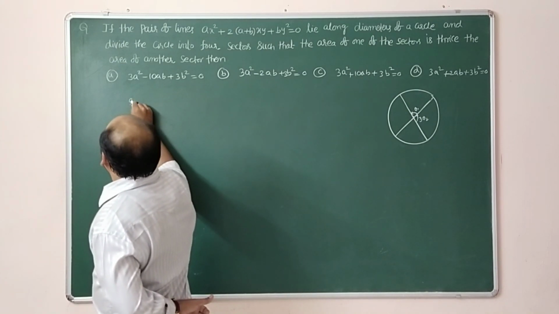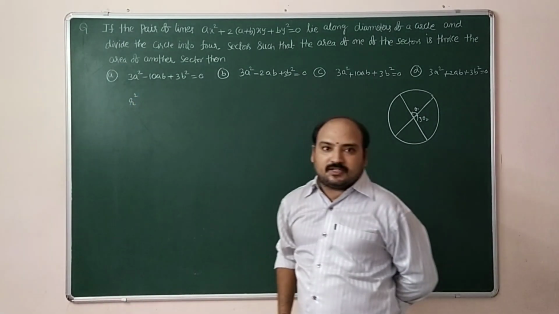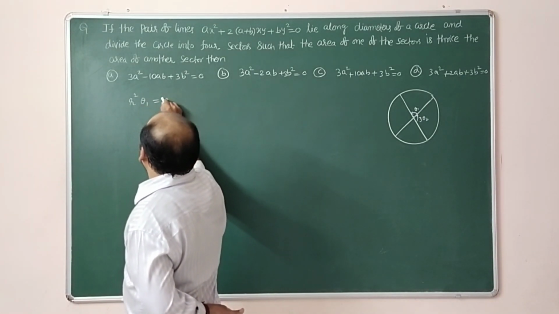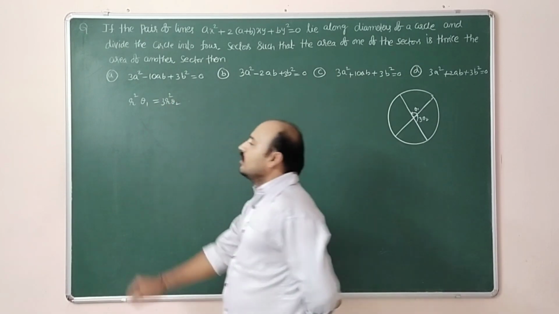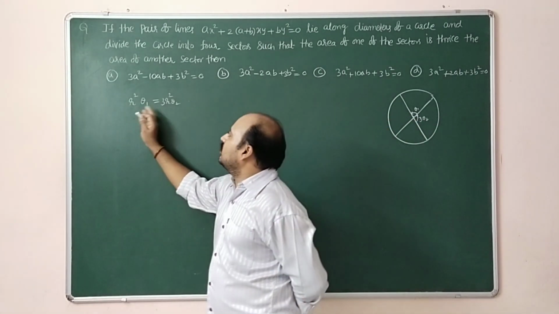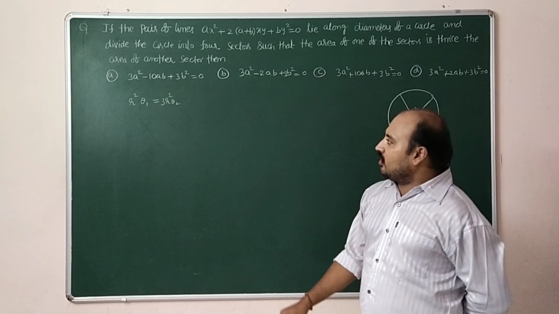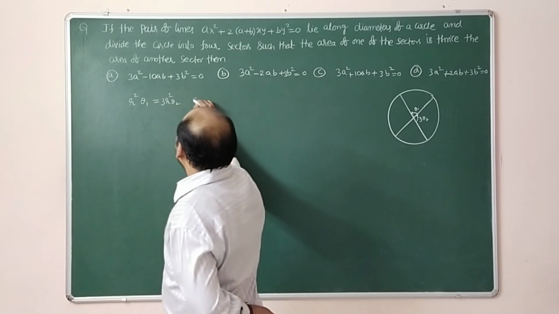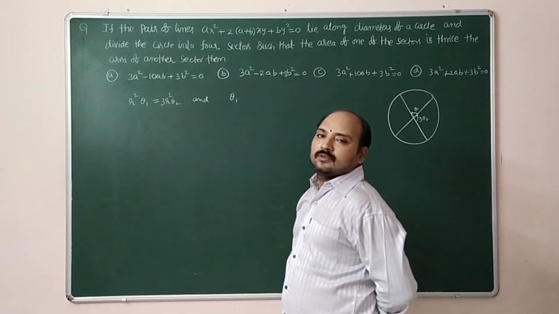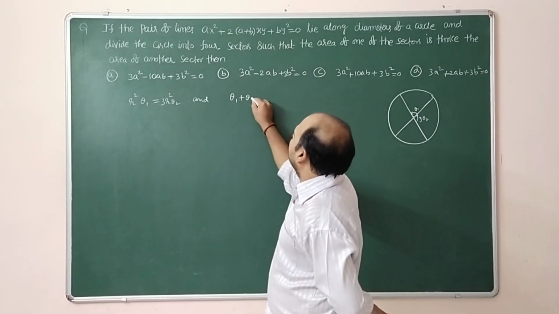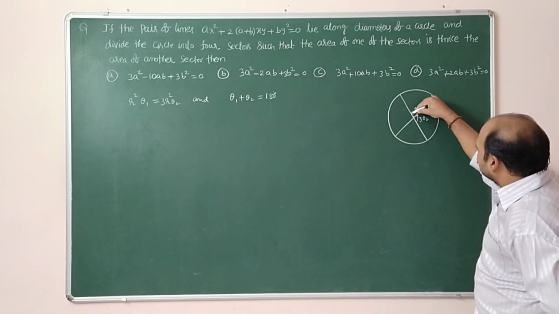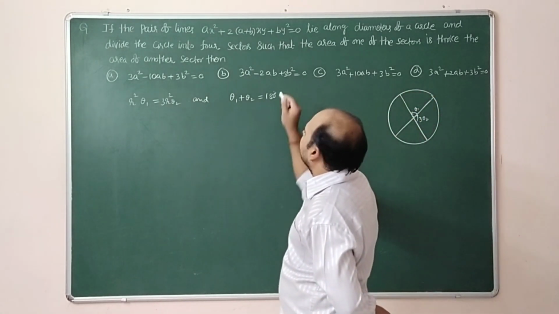According to the question, what is the formula for the area? r square into theta 1 is equal to 3r square into theta 2. The area of one sector is equal to 3 times the area of another sector. From here, observe that theta 1 and theta 2 sum to 180 degrees. Anyway, from here these two angles will be equal to 180.